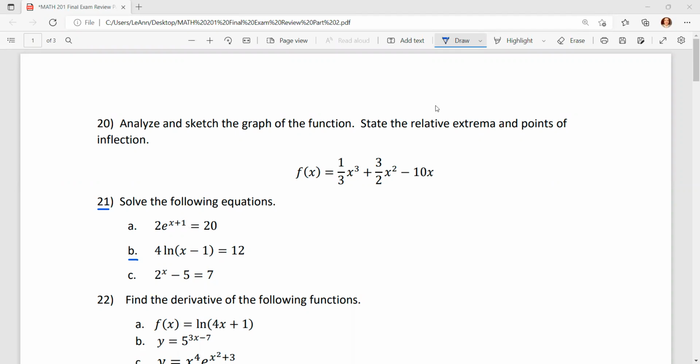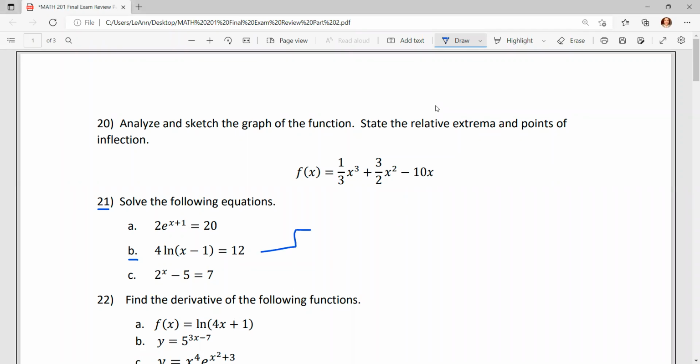So we're going to be isolating this because that has our x in it. So the first step here would be to divide both sides by that 4 to get rid of the part in front of the natural log. So if we divide that over, that'll be 3 on the other side.